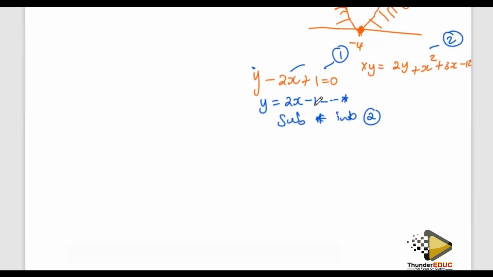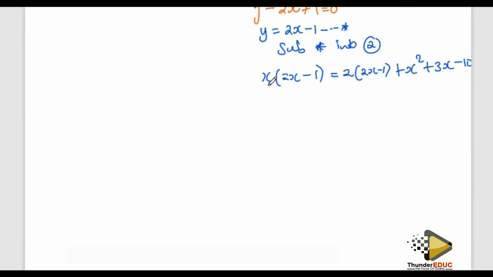So where I see y, I'll just replace it with 2x minus 1. So that is x times 2x minus 1 is equal to 2x minus 1, and then plus the x squared plus the 3x minus the 10. Open up the brackets, create a standard form. So that is 2x squared minus x is equal to 4x minus 2 plus x squared plus 3x minus 10. Collect the like terms.